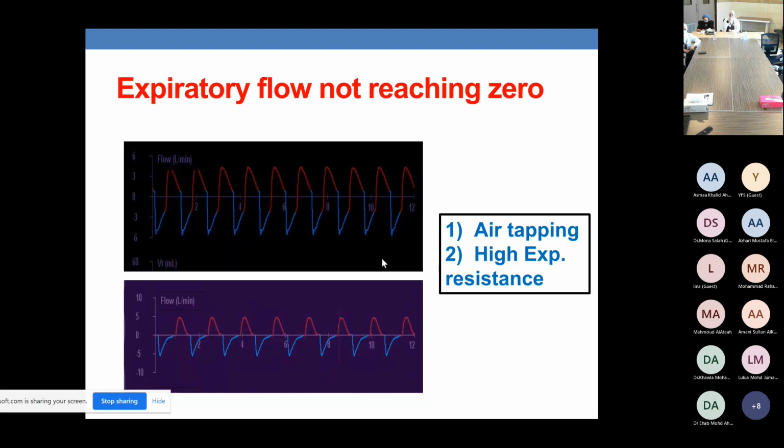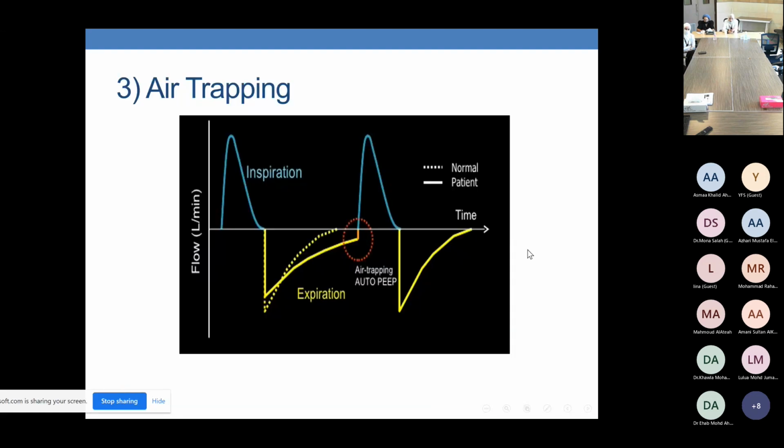The problem here is when you put a high inspiration time and you don't adjust it, or you put very rapid breathing, the baby is not having time to exhale. You need to reduce the respiratory rate. Otherwise, you will cause air trapping. Again, the expiration should be sharp and should reach 0. If the expiration is not sharp like that and it's going very sloppy and it is not reaching 0, this is air trapping causing auto PEEP.